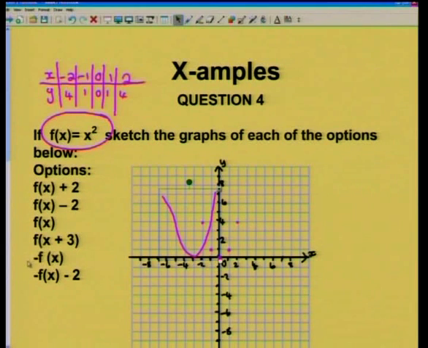Right, now what will a minus f of x do? Well, what the minus f of x does is actually reflect the graph about the x-axis. So let's take it back to its original position.